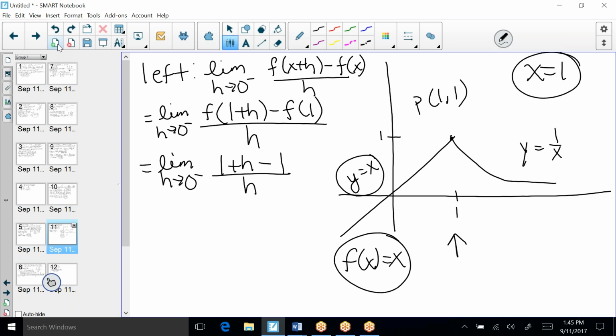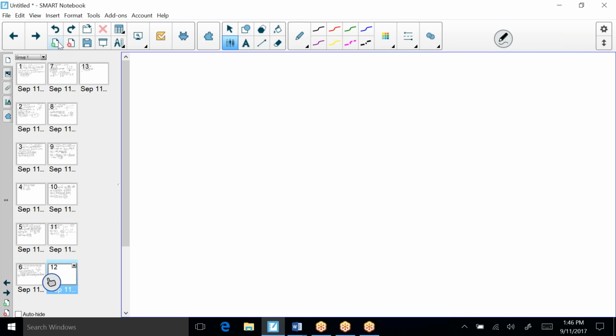And we divide that by h, so we have the limit as h approaches 0 from the left of h over h, and that's equal to 1. So our limit from the left-hand side, the left-hand derivative, is going to be equal to 1. And then let's go ahead and do the same thing for the right-hand derivative.